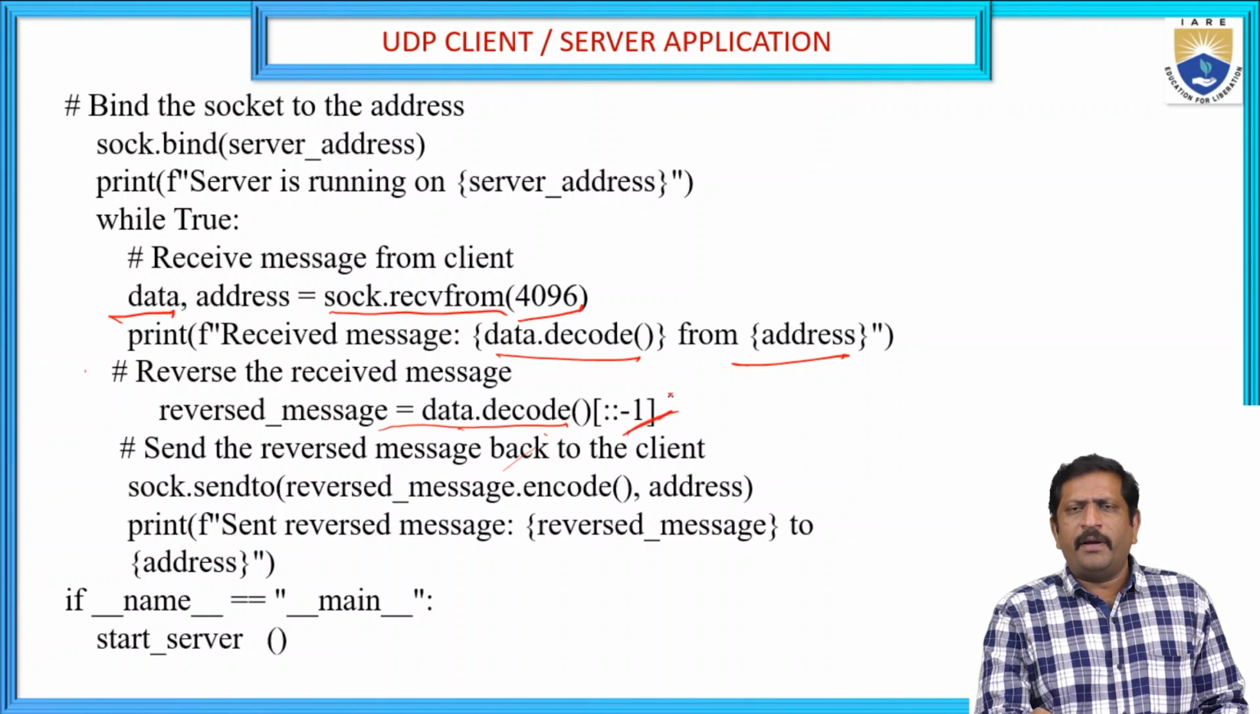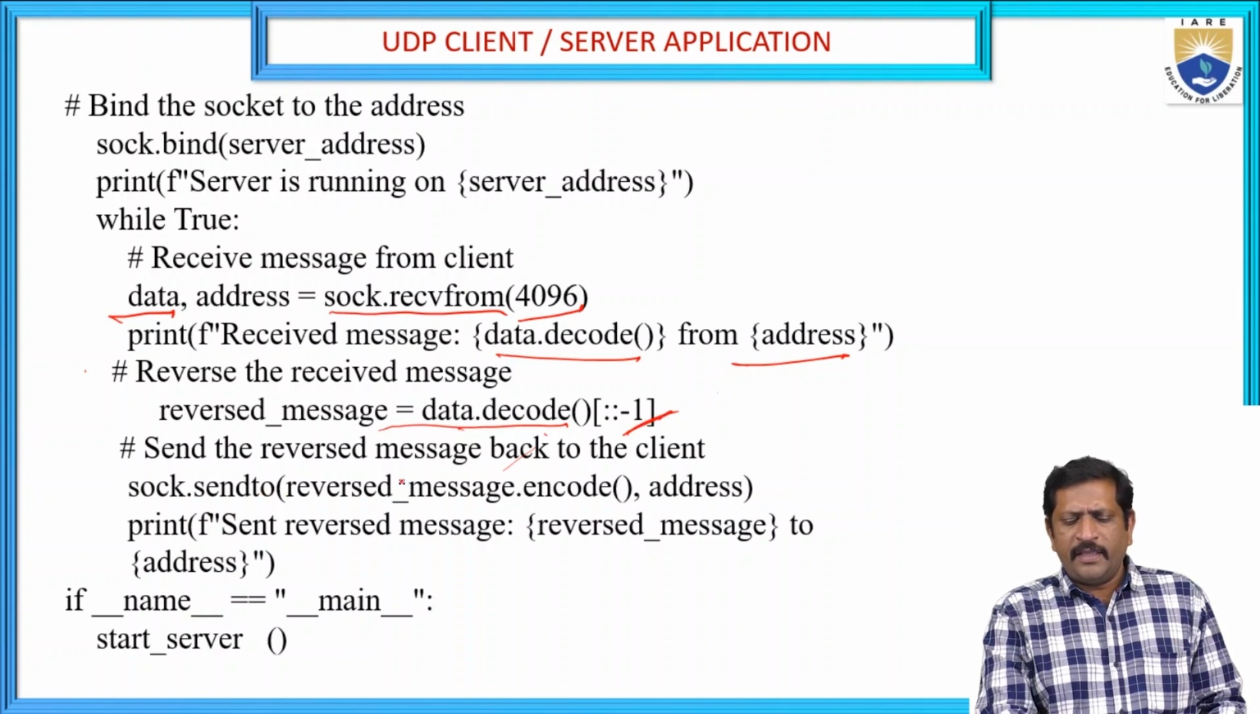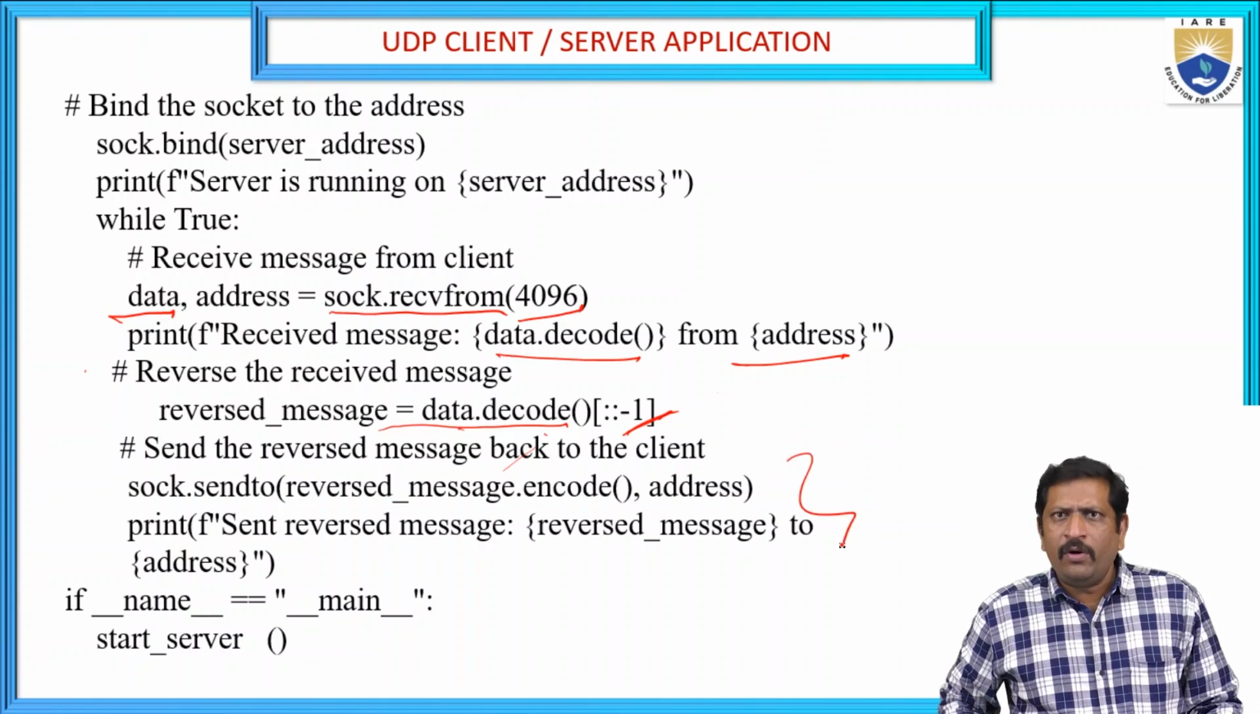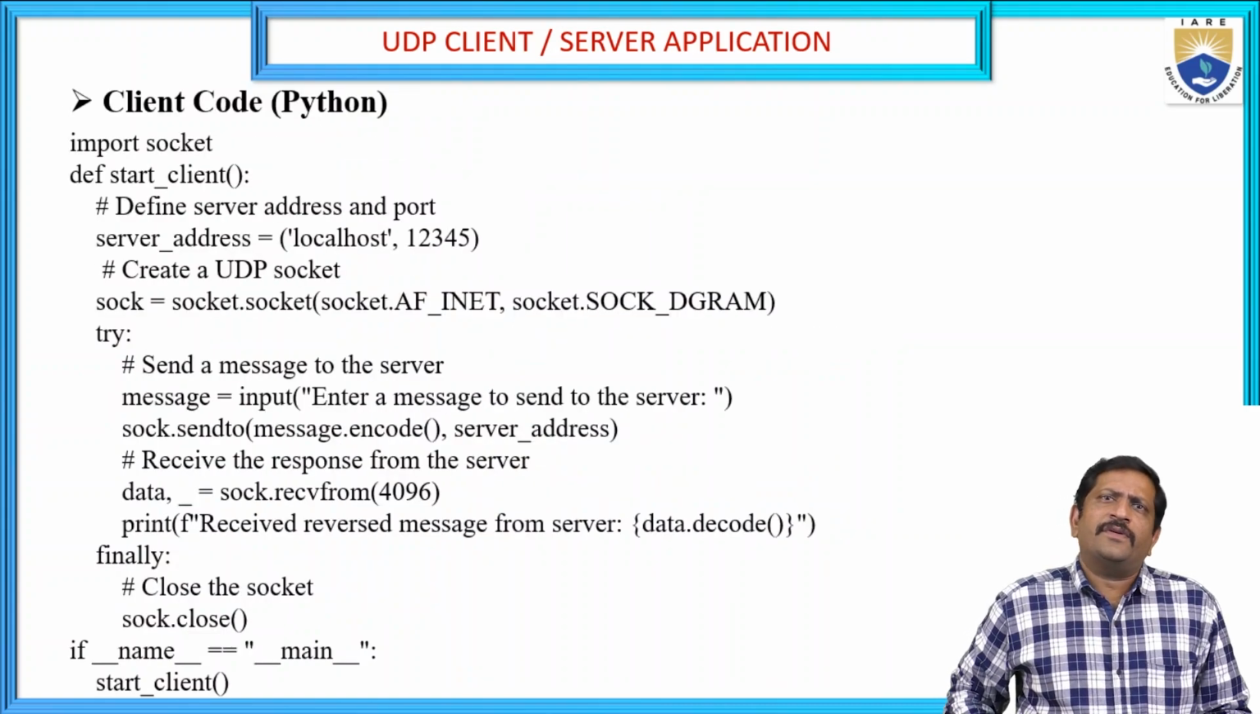Using [::-1], which is the double colon with -1, reverses the decoded message. Then sending the reversed message back to the client: sock.sendto with the reversed message encoded. That will be encoded. Encoding and decoding techniques can be utilized here, and by encoding and decoding, we can transfer the data securely.